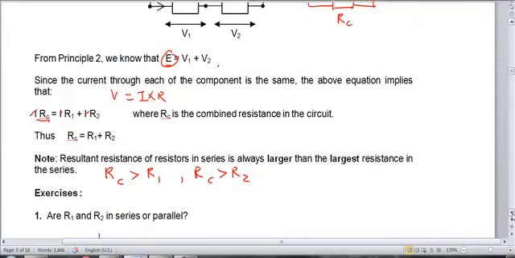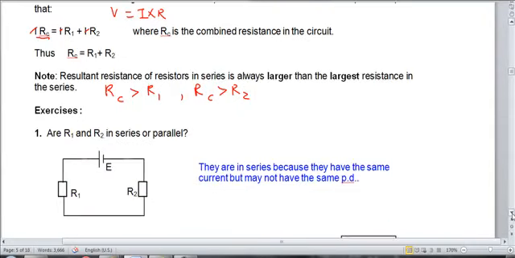Let's look at more examples. R1 and R2 in this case are connected in series because they have the same current. The current can't go anywhere. After passing through R1, the same current must go through R2.